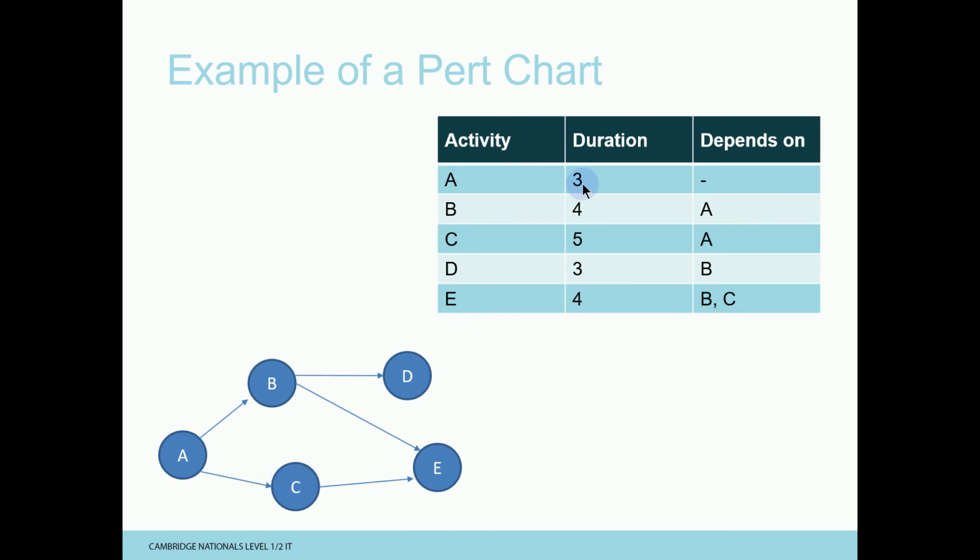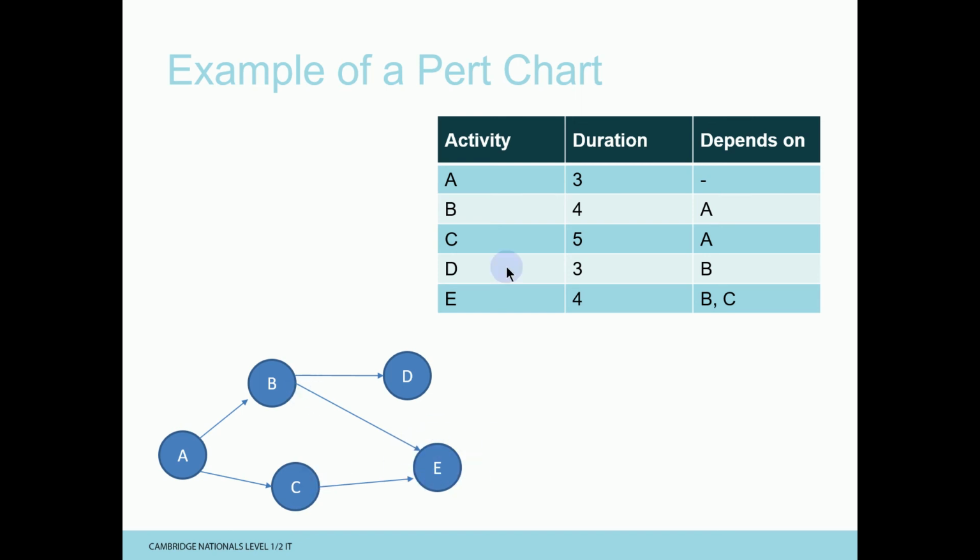Activity A, duration is 3, whatever, doesn't depend on anything. B has a duration of 4, but it depends on A being finished. C has a duration of 5, it also depends on A being finished. D, well, that has a duration of 3, and it requires that B is finished, which, as we already know, requires A to be finished. And then finally we've got milestone E, also a duration of 4, but E requires both B and C to be finished before it can be completed, and this again are two parallel tasks that will run to reach our milestone E.